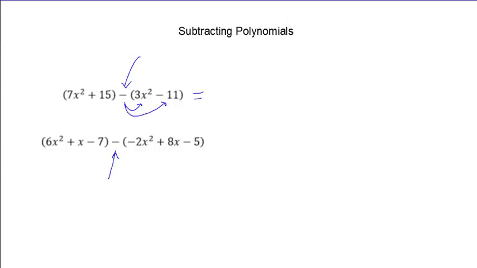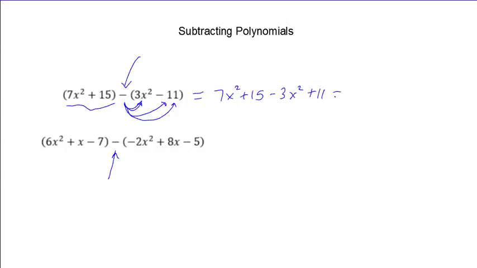So the first polynomial, the 7x squared plus 15, I'm going to leave exactly the way it is for the moment. I'm not going to do anything to it. Now I'm going to distribute that negative. So a negative times the 3x squared is negative 3x squared. And a negative times a negative 11 is positive 11.